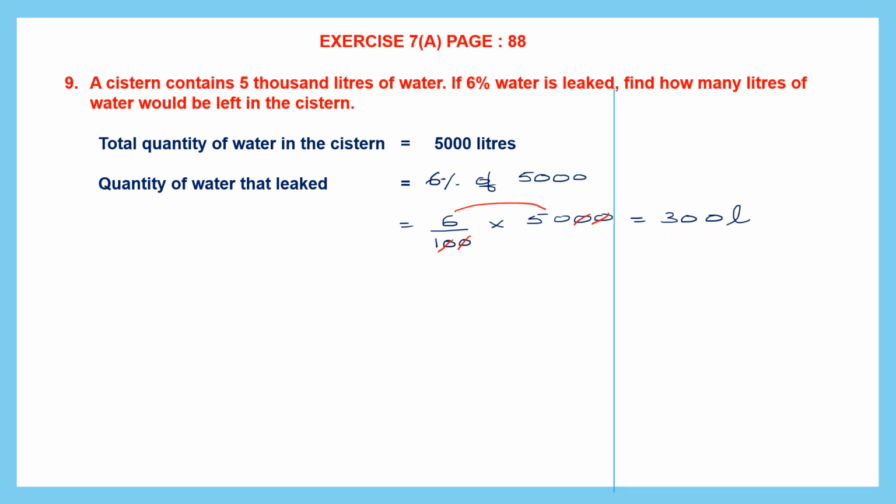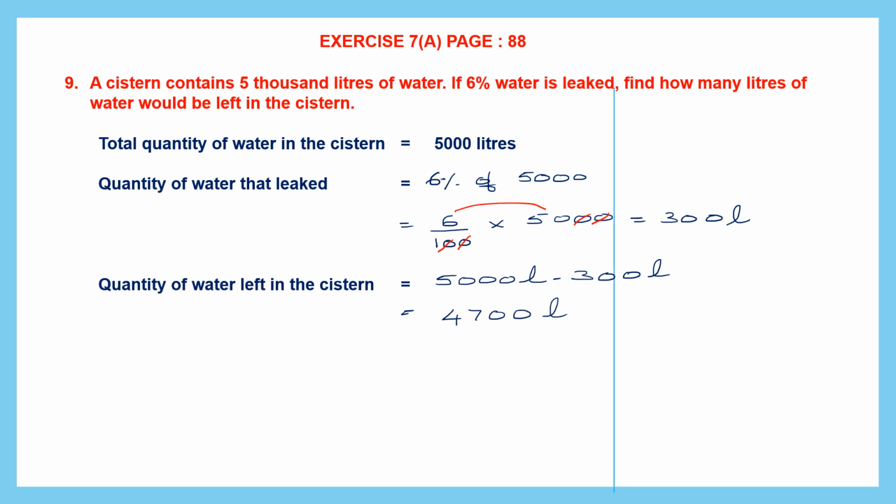300 liters. Now what have we been asked? We've been asked to find the quantity of water left in the cistern. So initially we had 5,000 liters. Now 300 liters have leaked. So we just have to minus these two. Then we'll know how much is left. So 5,000 liters minus 300 liters will tell us how much is left. So now we know that 5,000 minus 300 will be 4,700 liters. So much is left in the cistern. So this is our answer.